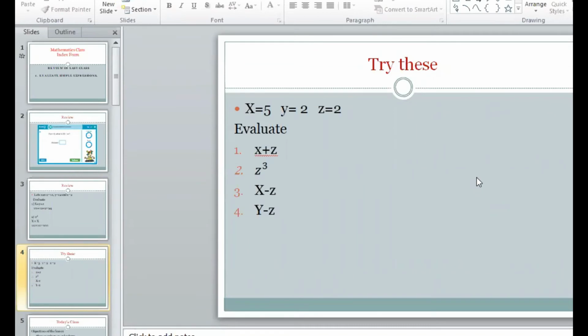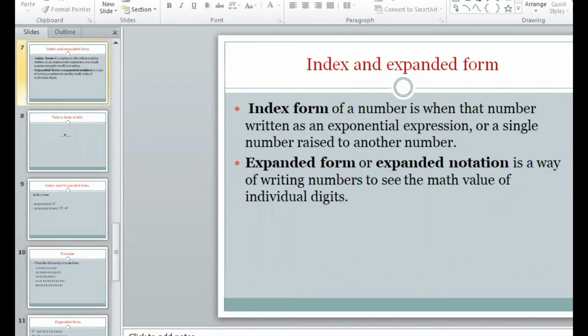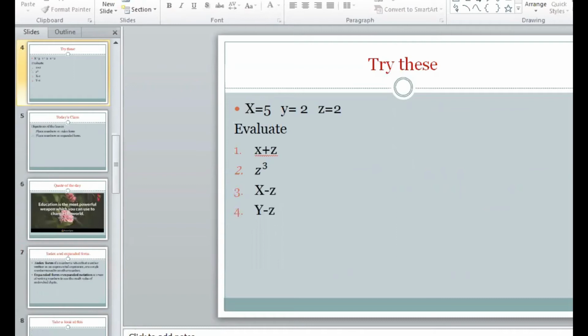Let me see. Karishma? Z times Z, which is equal to 2 times 2 times 2, because Z is equal to 2, which you get 8. 2 twos 4, 4 twos 8. Very good. Number 3, Lashana.